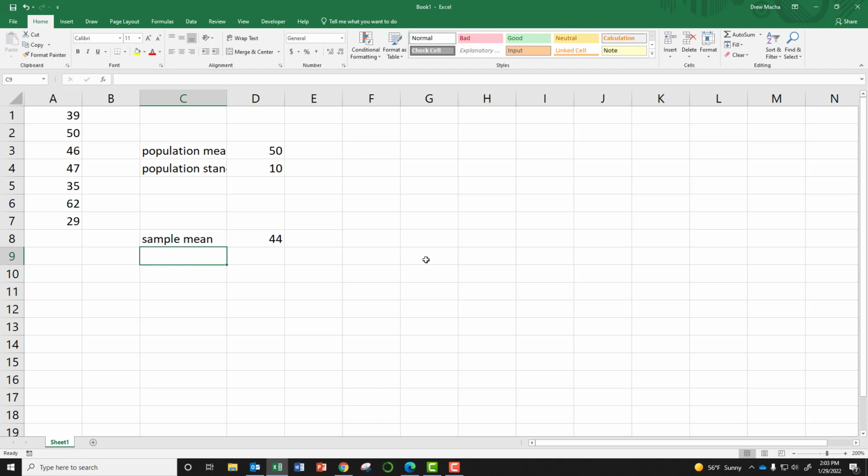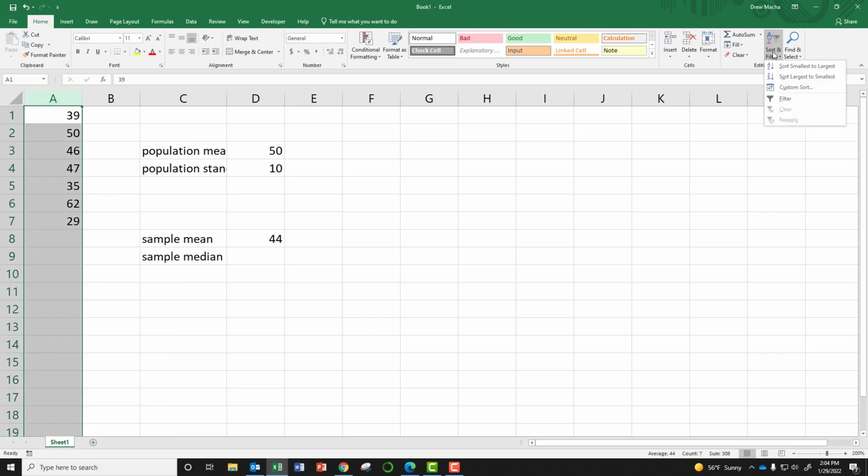I also promised a way of calculating the median and the mode, so let's talk about the median and the mode. If I want the sample median, what I can do is sort this group of measurements from least to greatest. So I'll select column A in Excel, and then go over here on the ribbon to sort and filter, and there's an option that says sort smallest to largest, and that's exactly what I want.